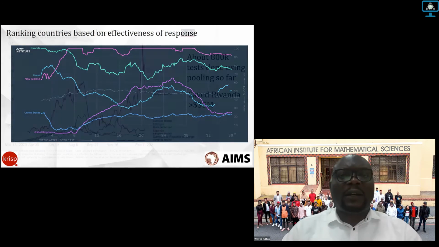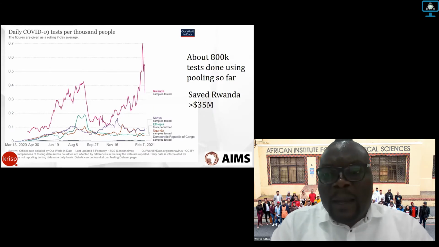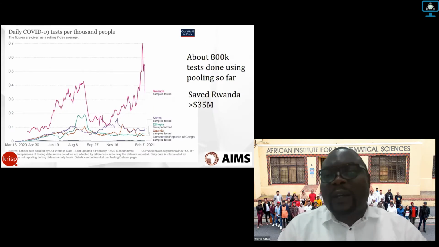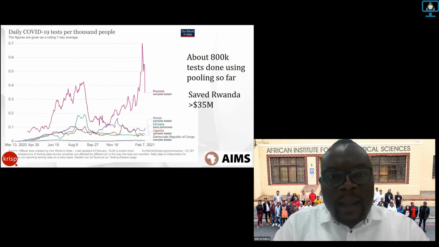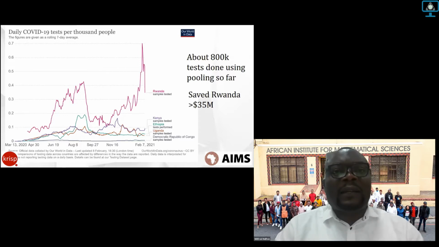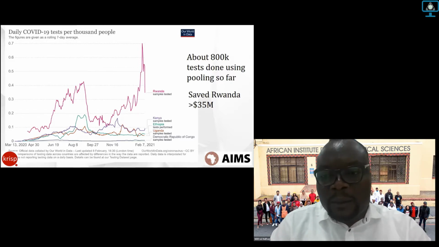Now, much of the success the country has had has been due to testing, because you can't control effectively what you can't measure or what you don't know exists. And you need to test to know the scale of the pandemic within your country. And you need to test to assess how well the measures you've put in place to control the pandemic are working. And so the country embraced science as a major source of solutions to the pandemic very early. And at AIMS, we were contacted even before the first case was confirmed to help with mathematical modeling.